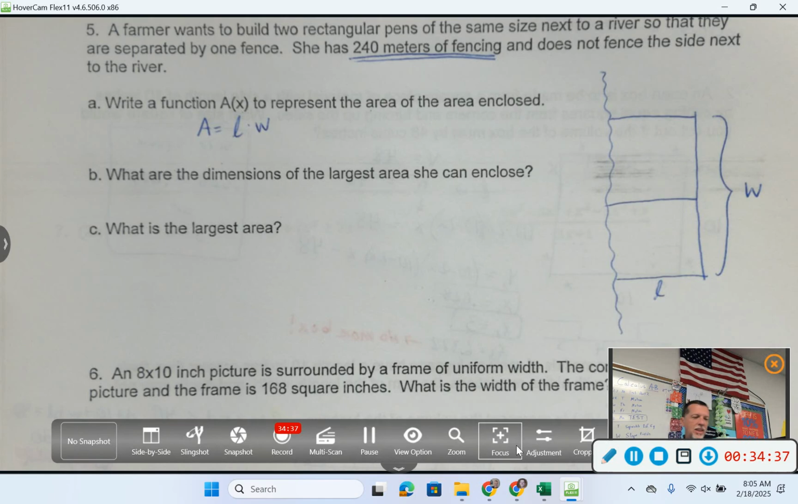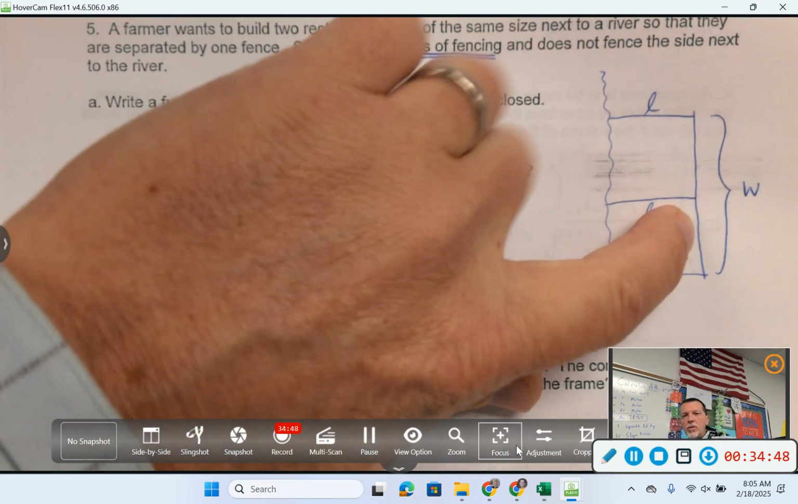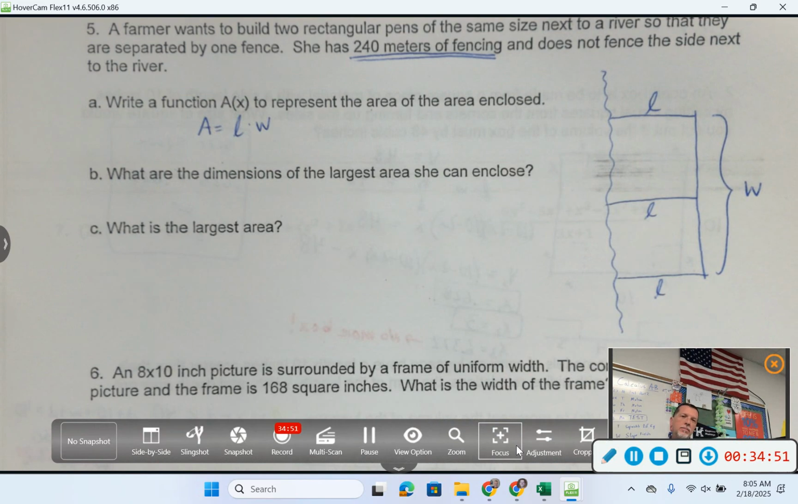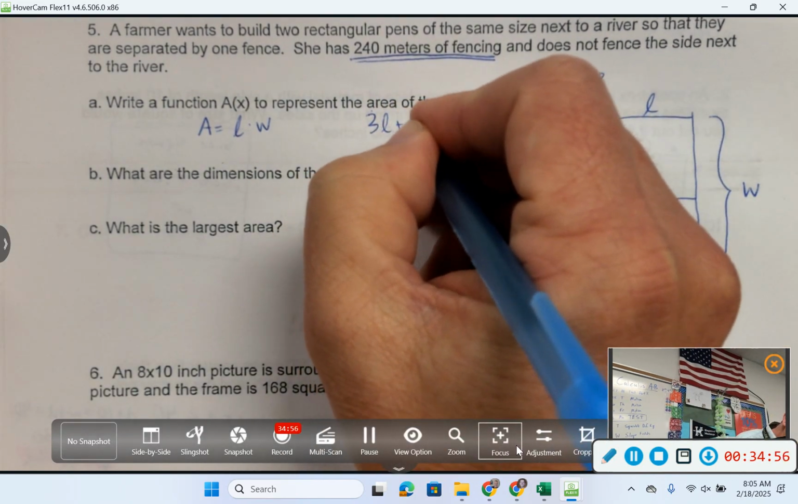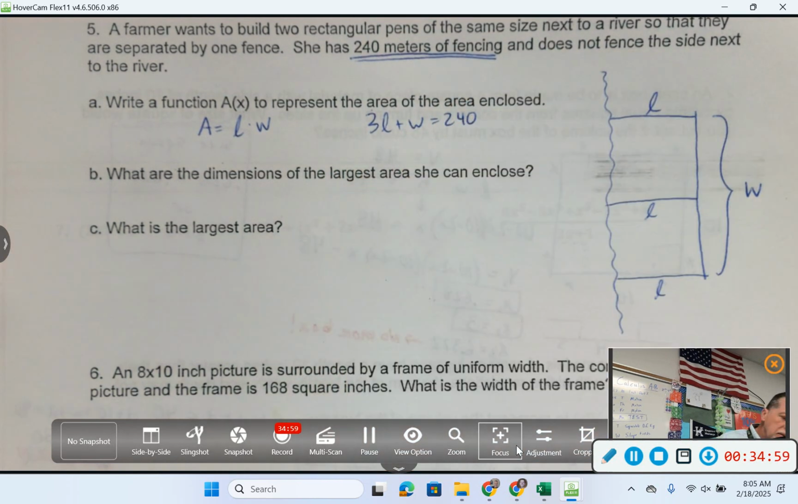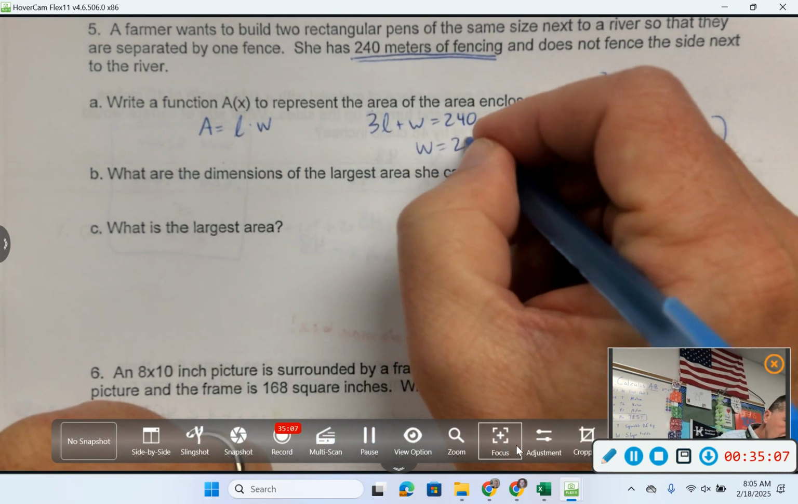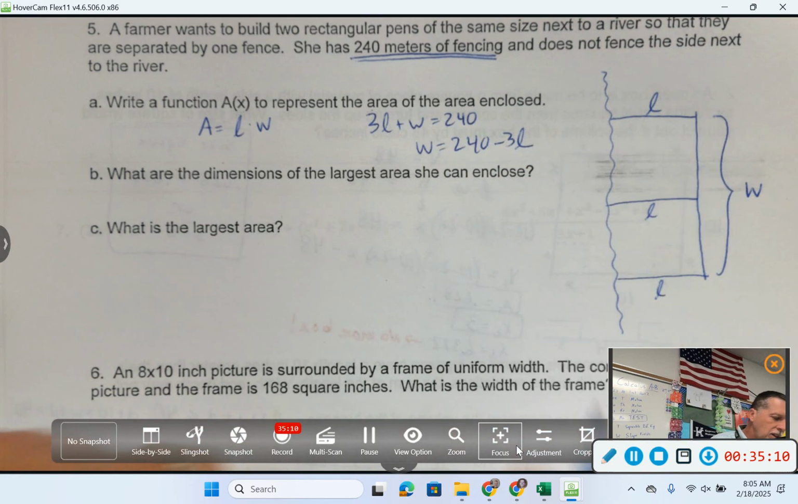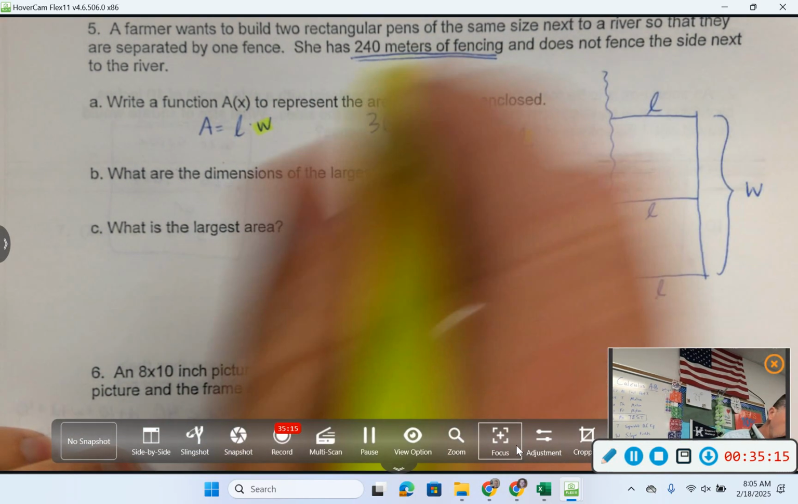3 lengths plus 1 width. 3L plus W. Be careful, some people would do these pens separately and call that W and W, and so they'd have 3L plus 2W, which is fine, but we're going to say 3L plus W equals 240. So that means W, I mean I can solve for L or W, but W seems like a better choice here. It's 240 minus 3L. So I can replace W with 240 minus 3L.